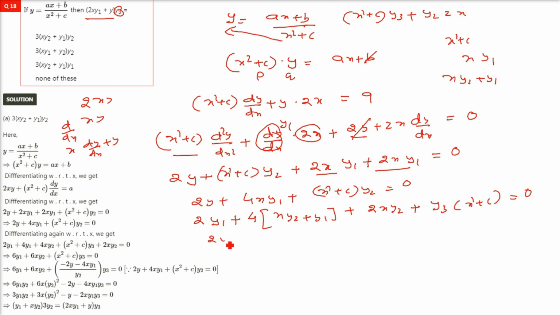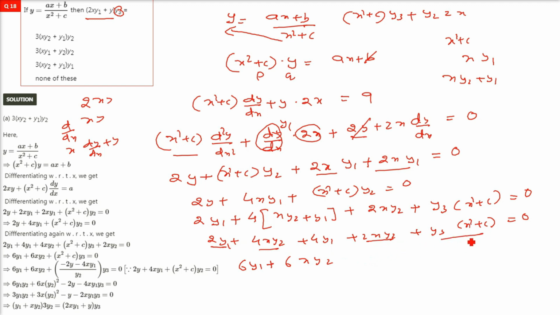Okay, let's open it. 2y1, it's not y, 2y1. 4x y2 plus 4y1 plus 2x y2 plus y3 into x square plus c. Okay, remember we are going to replace certain things, as I told you that this x square plus c has to be eliminated in terms of y and x, or y, y1, y2, y3, x. So 4x y2 plus 2x y2 is 6x y2, 4y1 plus 2y1 is 6y1, and it is okay.